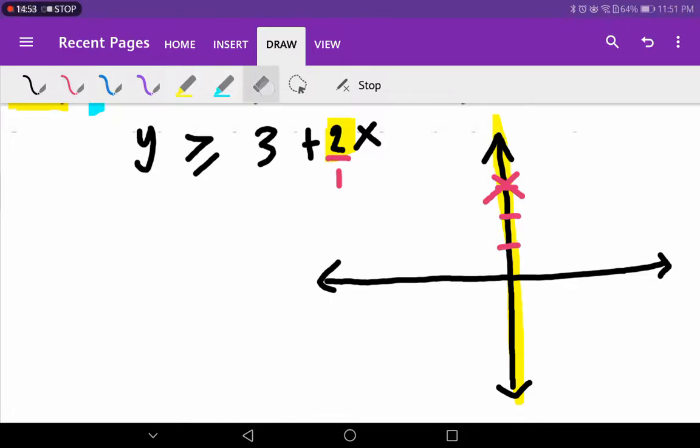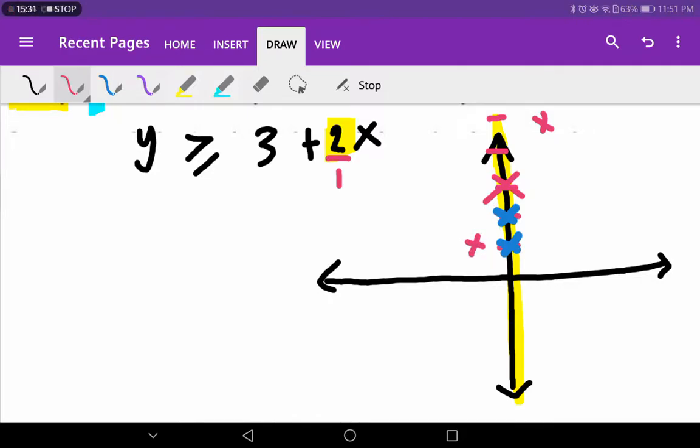Let's go. So rise 2, move to the right 1. 2 and 1 to the right. So this is the next point. Okay, and I will move down 1. Let me change the color. Now I will move down 1, 2 and 1 to the left, so it will be, I think, here.